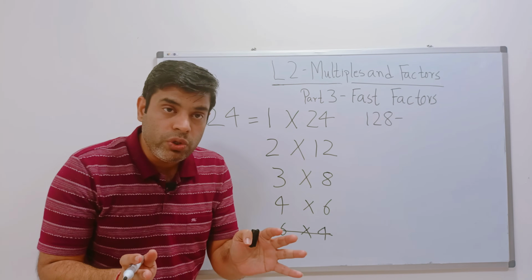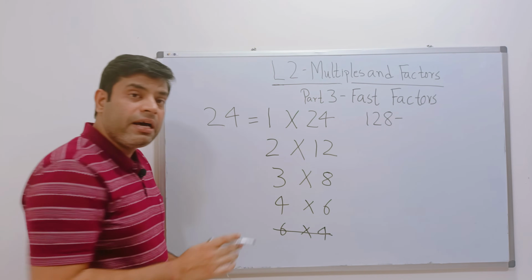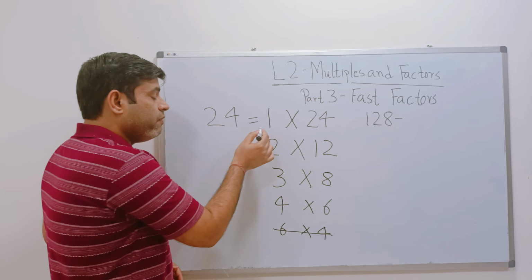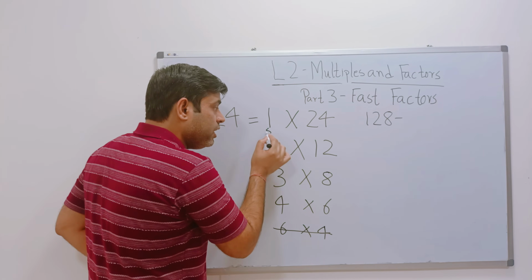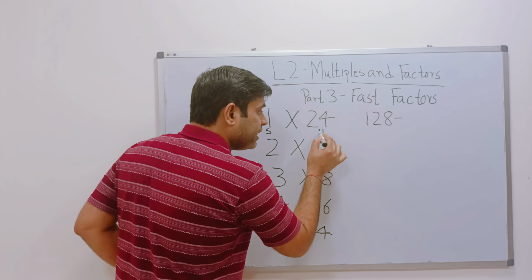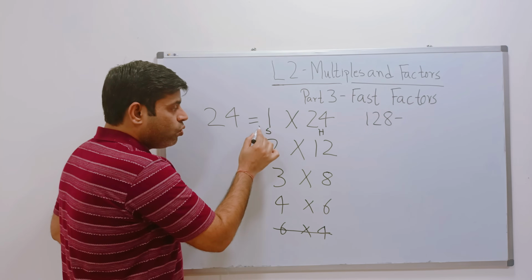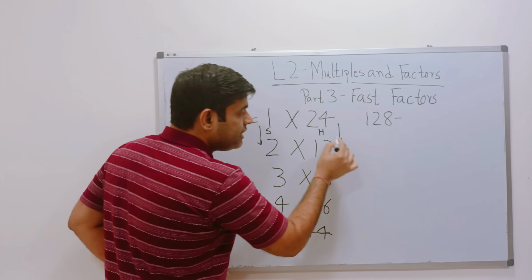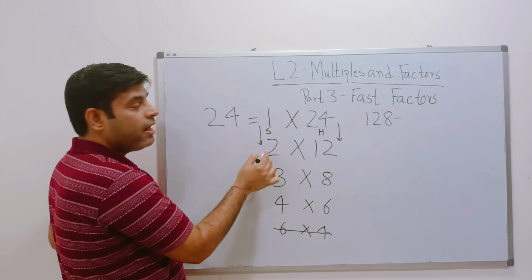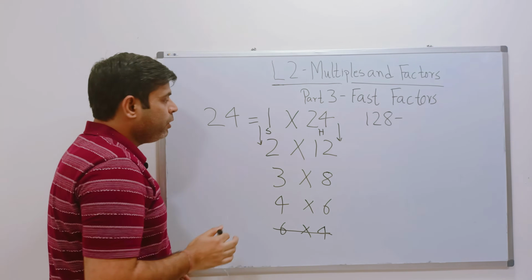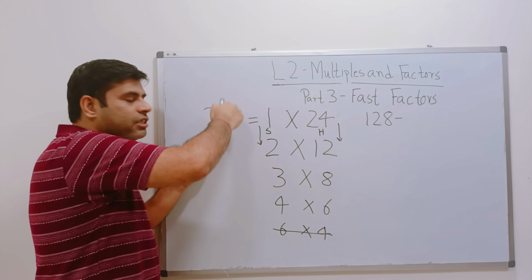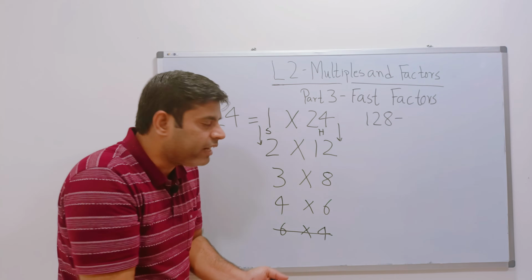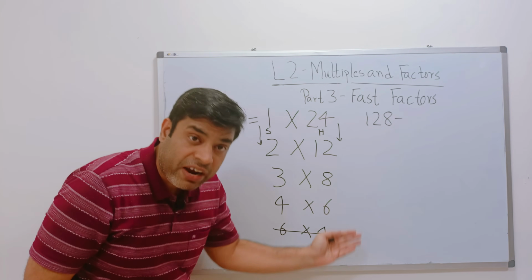What I want to teach you here is that when you are writing a number as a product of two numbers, you start from 1. When you write 1, which is the smallest factor, you also write the highest factor. But as you go on increasing, the other number decreases. See, 1 becomes 2, double, and 24 becomes half, 12, because you want to keep the product the same. So it's like inversely proportional. One thing increases by a factor, the other decreases by the same factor.